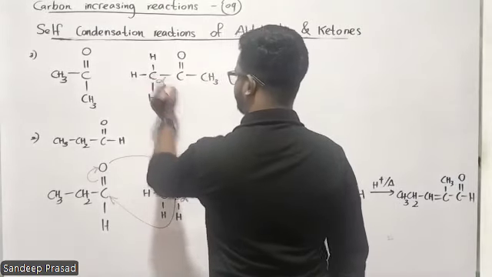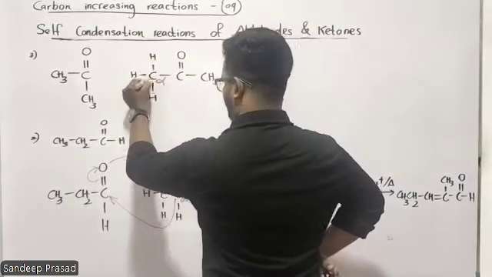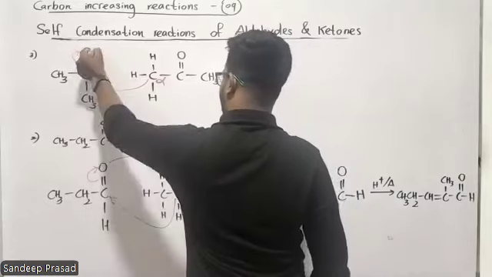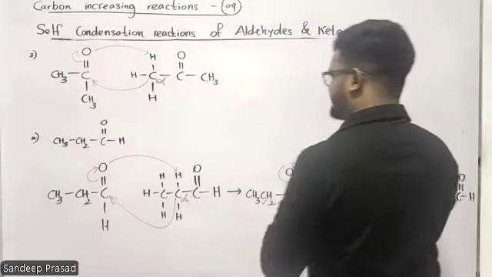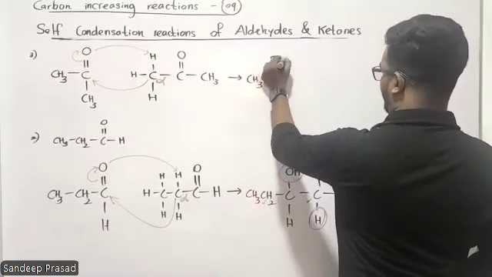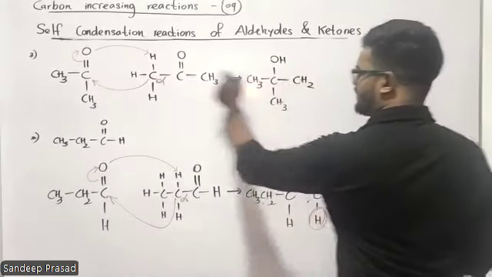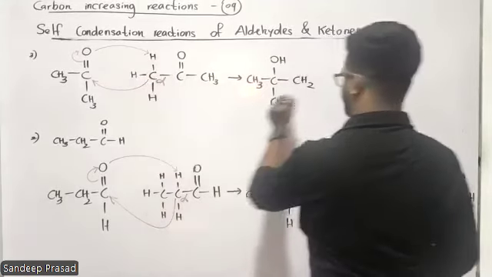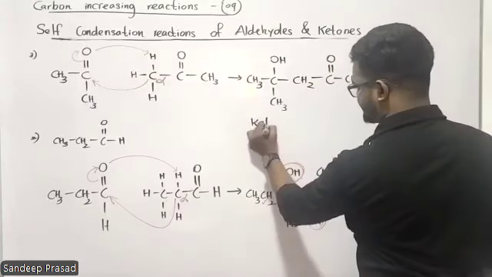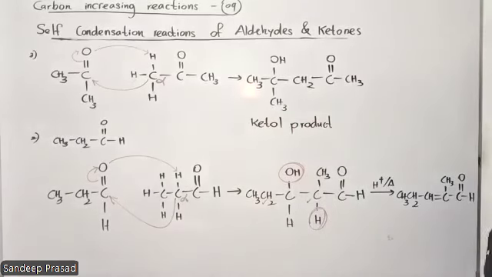This is the alpha carbon. Hydrogen is eliminated, and that carbon connects to this one. The carbon-oxygen bond is broken, and oxygen takes that alpha hydrogen. Then the product should be CH3 C OH CH3. Now this hydrogen is eliminated, and the remaining things are CH2, C double bond CH2. Now this is not the aldol product, this is the ketone product. Can you understand? This is considered a ketone product.